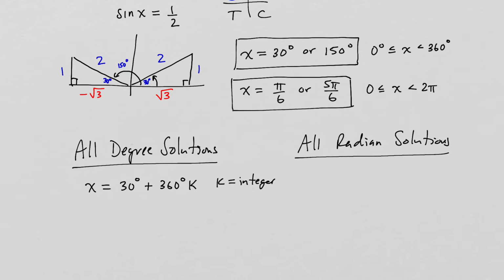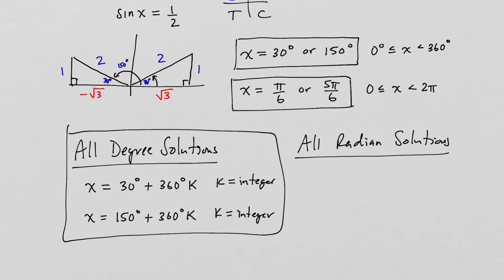And again, all we're doing here is we're adding revolutions to the angle 30 degrees. So we can add as many multiples of 360 degrees as we want, or subtract 360 degrees, and we will end up in the same spot. So in other words, these are all the coterminal angles with 30 degrees. And then the other solution, of course, would be 150 degrees plus 360 degrees times k, where once again, k is an integer. So this is how you would give all of your solutions if they asked for them to be in degrees.